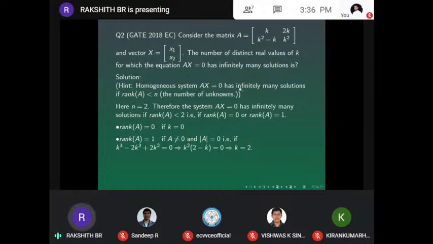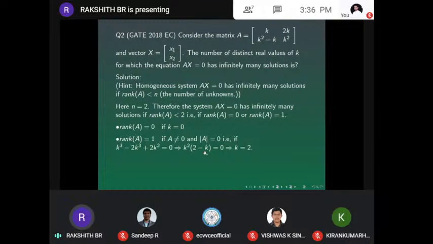So what is the determinant of A? It is nothing but simply k square minus 2k cube plus 2k square. So this is the determinant of A, and it must be equal to 0. So again you can just factorize it. This simply stands for k square into 2 minus k. So it must be equal to 0.